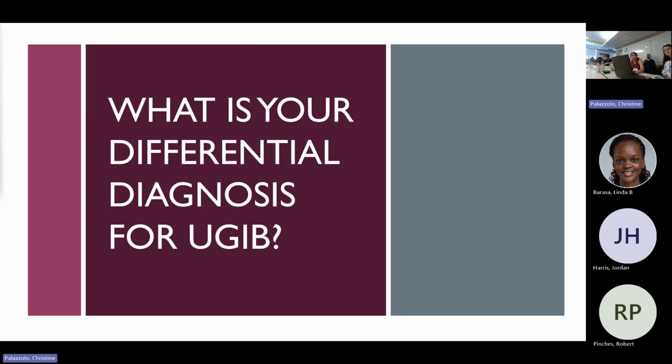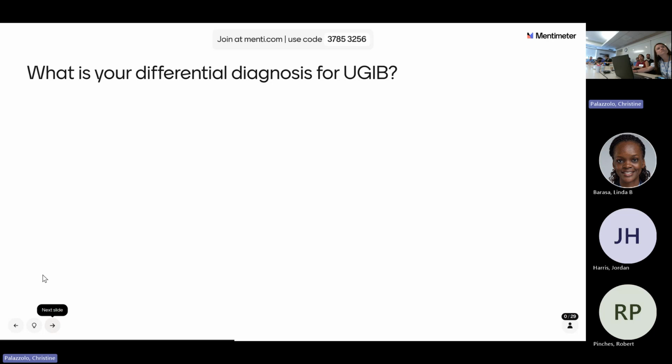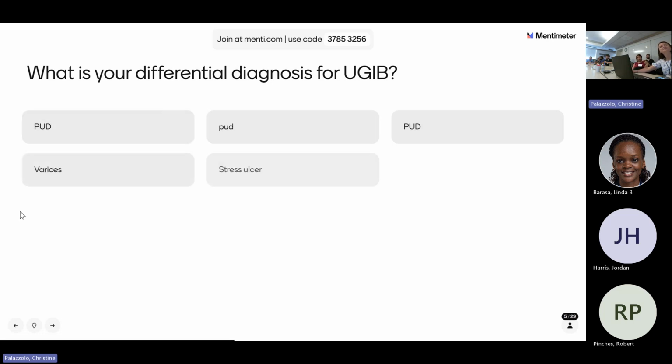All right, so let's get to the nitty gritty. So go back to Minty if you can. All right, so you've got this guy, the complaint, when you looked at the bloody stool, it was actually melena. So what is your differential diagnosis for an upper GI bleed? You could just go. PUD. Oh, wow. Okay, lots of PUD. No one else write PUD.